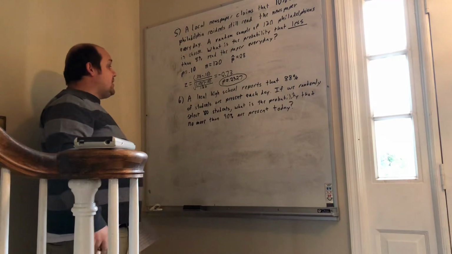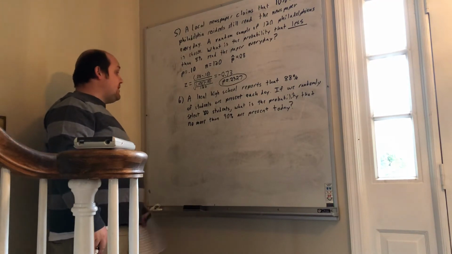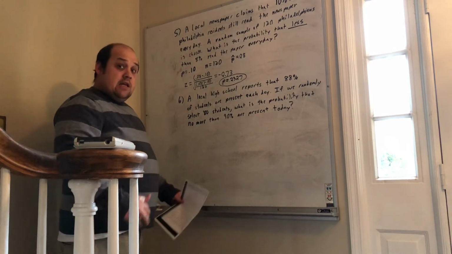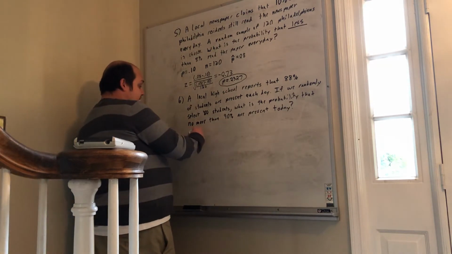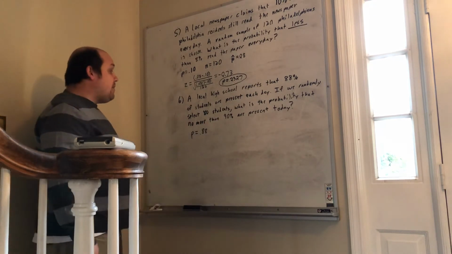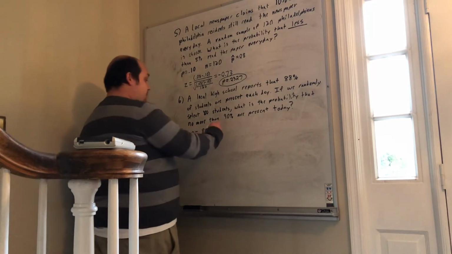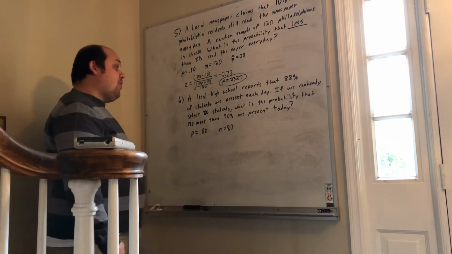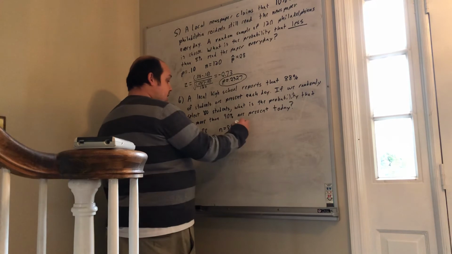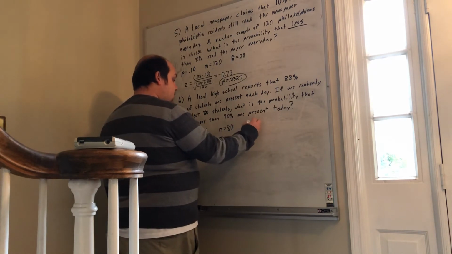Looking at problem 6, a local high school reports that 88% of students are present each day. That's telling me what the population proportion is. So I record that as p equals 0.88. If we randomly select 80 students, that's going to be my n. What's the probability that no more than 90% are present today? That's going to be my p-hat.